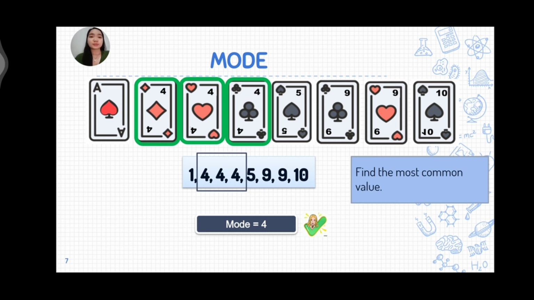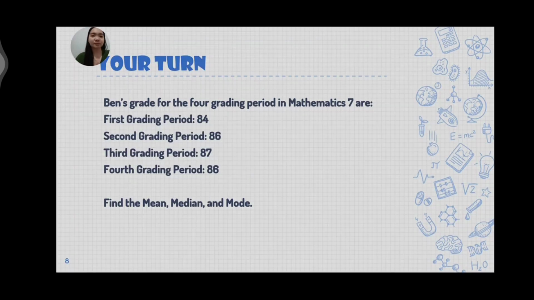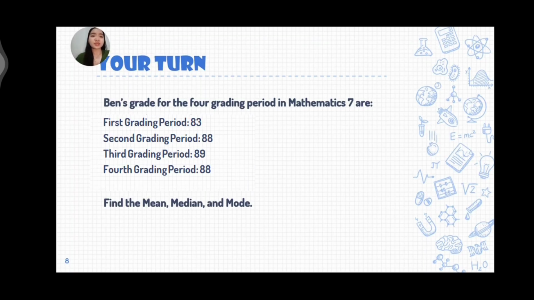Okay? Let's proceed to your activity. It is your turn. So here, Ben's grades for the 4th grading period in Mathematics 7 are 83, 88, 89, 88. So you're going to find the mean, median, and mode. So pause the video in order for you to answer.